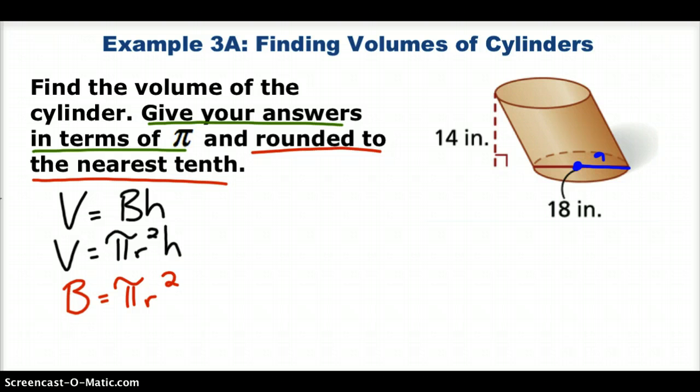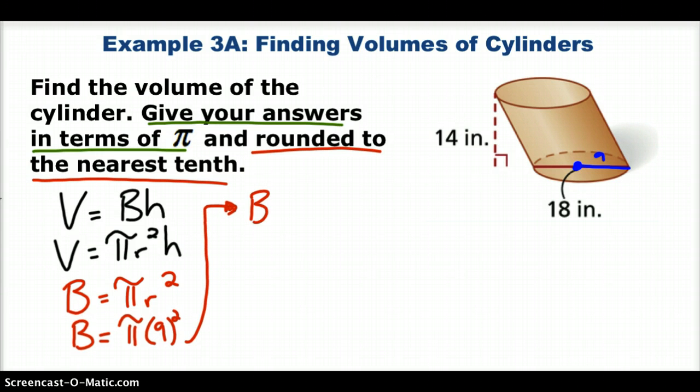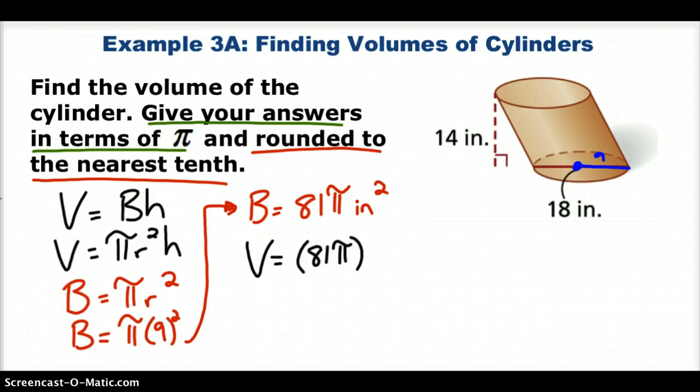Now I'm going to say that the area of my base is going to be equal to pi times 9 squared, or in other words, 81 pi, and that's square inches. Now I'm going to jump back to my volume formula, and I'll say that my volume is going to be equal to the area of my base, which is 81 pi, multiplied by our height, which we can see is 14. And remember, they want two answers for this.